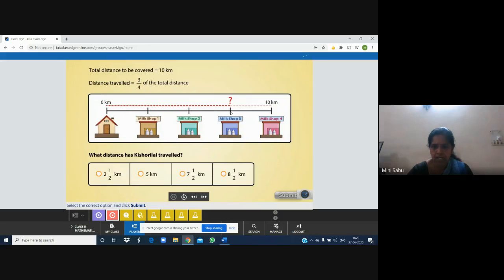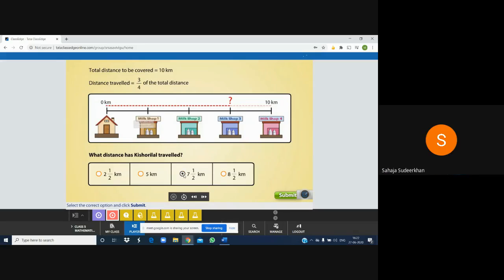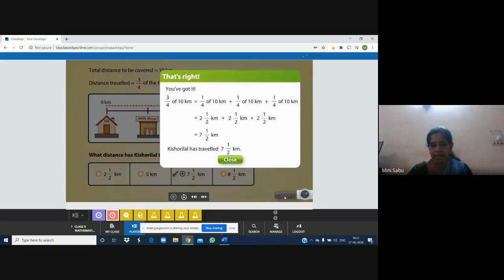3/4 part. That means from here it is 2.5 kilometer. This is 5 kilometer, this is 7.5 kilometer, and this is 10 kilometer. So at this point, the distance is which one? 7.5 kilometer. Got it. Kishorilal has traveled 7.5 kilometers.